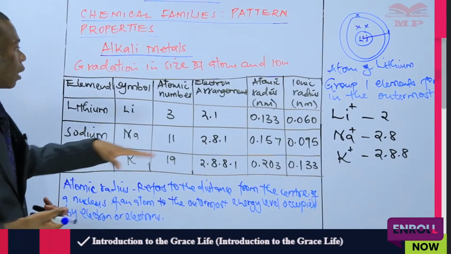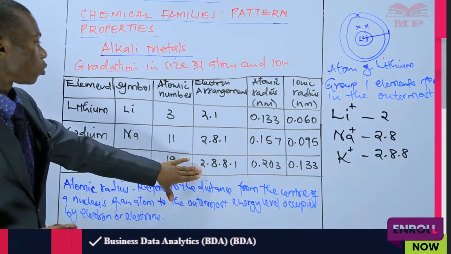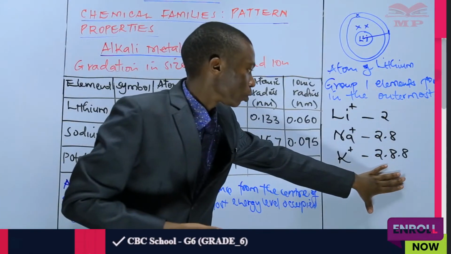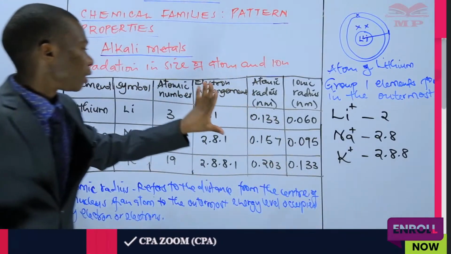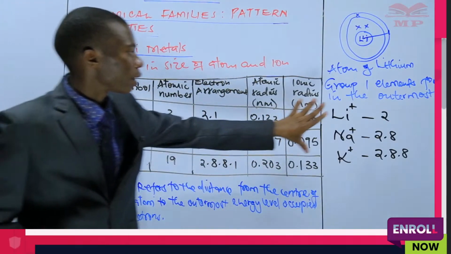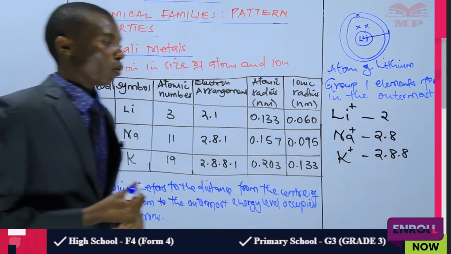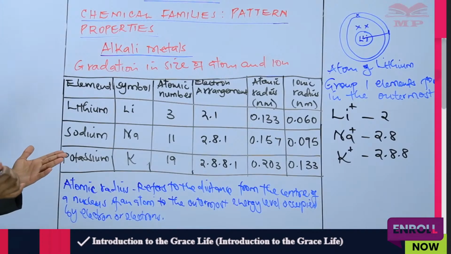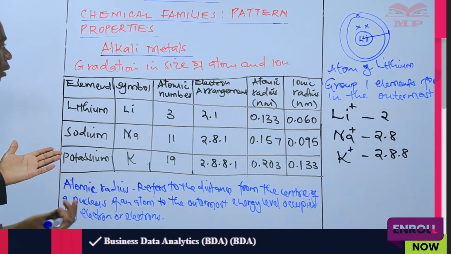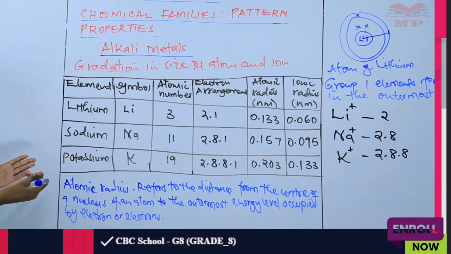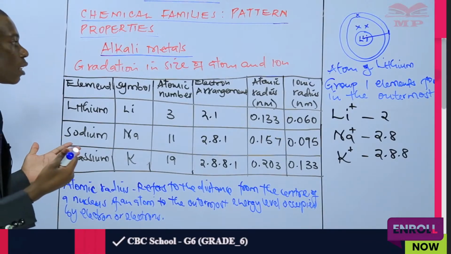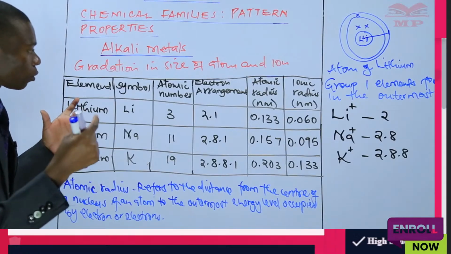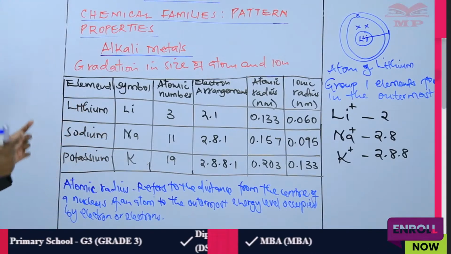So you can see that these were the electron configurations of the ions. These are the electron configurations of atoms. These are the electron configurations of ions. And therefore, if you compare the atomic and ionic radius, you can see there is a decrease in the size. But first of all, let us start with the atomic radius.